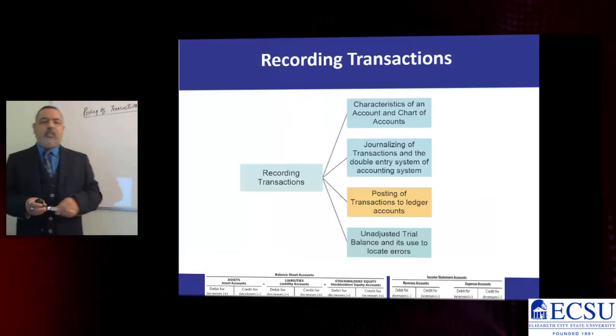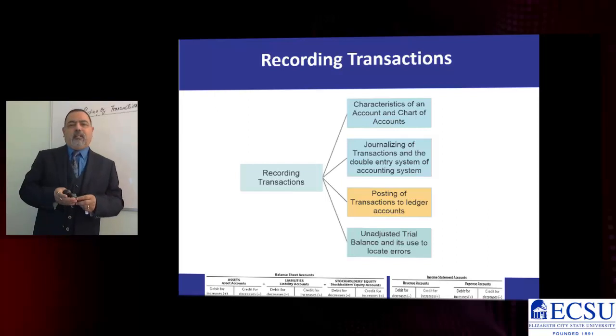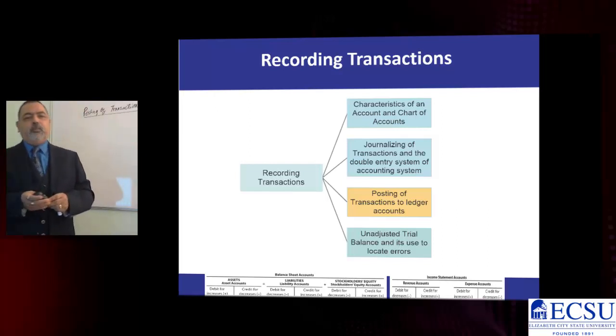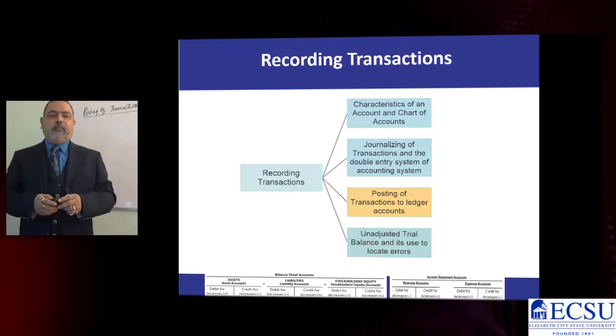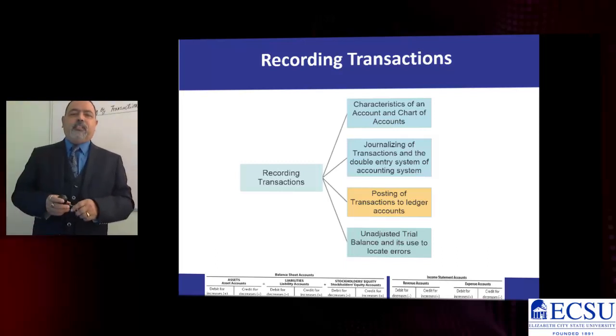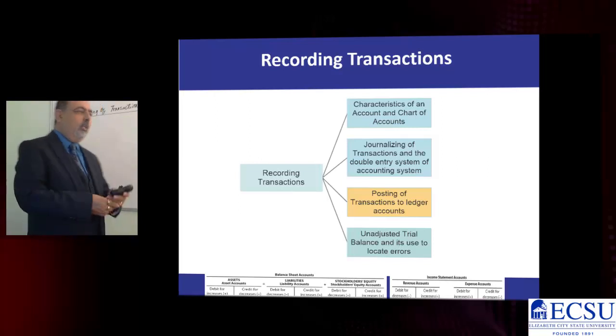Now in this part we'll be dealing with the ledger accounts and the posting of transactions to the ledger accounts. In the earlier video I explained how we recognize the transactions and then journalize them using the rules of debit and credit and the double entry system of accounting. In this video, I'm going to go over the posting of transactions to the ledger account.